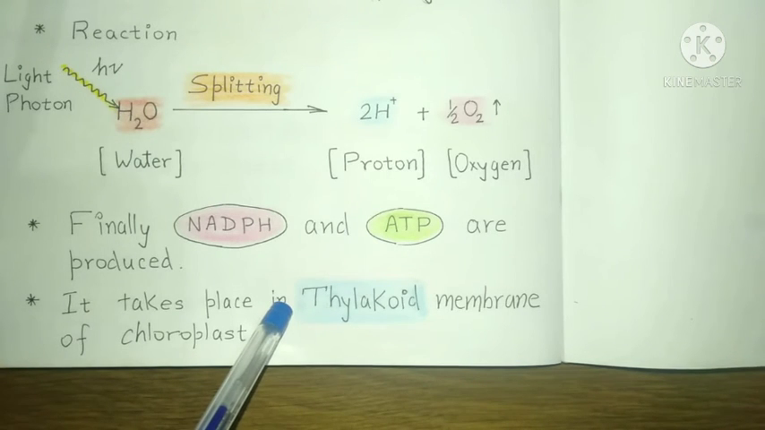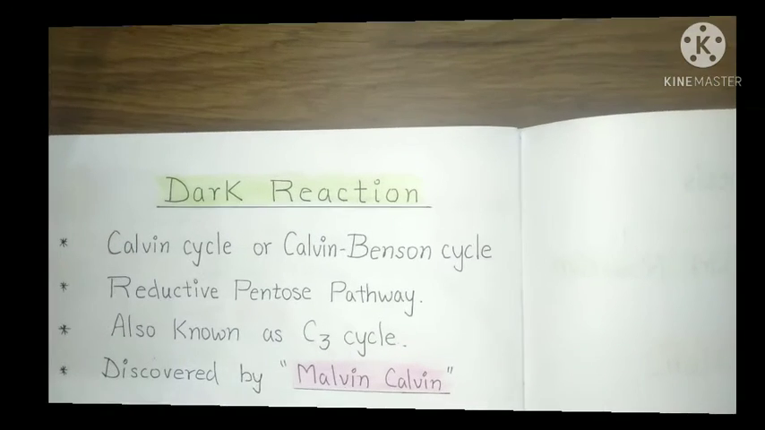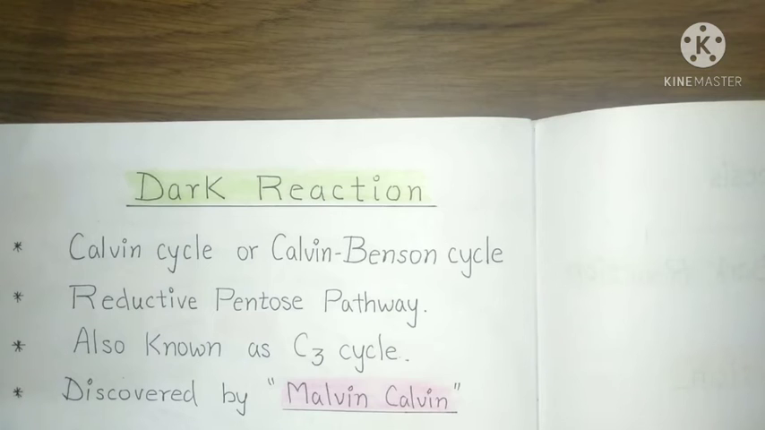Now let us move on to the dark reaction. Dark reaction is also known as the Calvin cycle or Calvin-Benson cycle. It is also known as the reductive pentose pathway. The other name of this dark reaction is C3 cycle, and this reaction was discovered by Melvin Calvin.